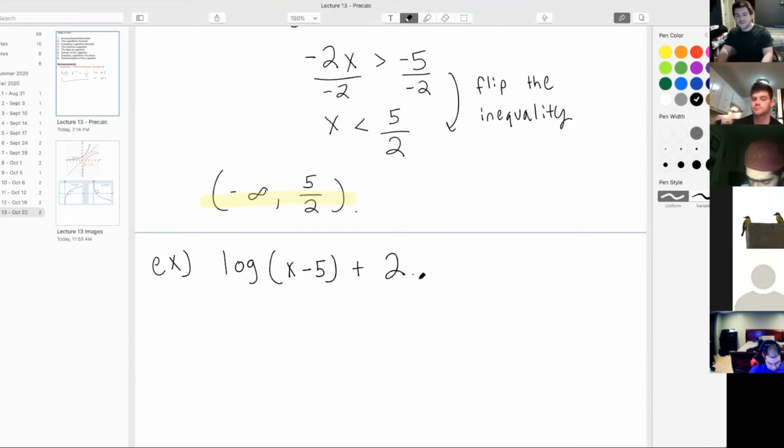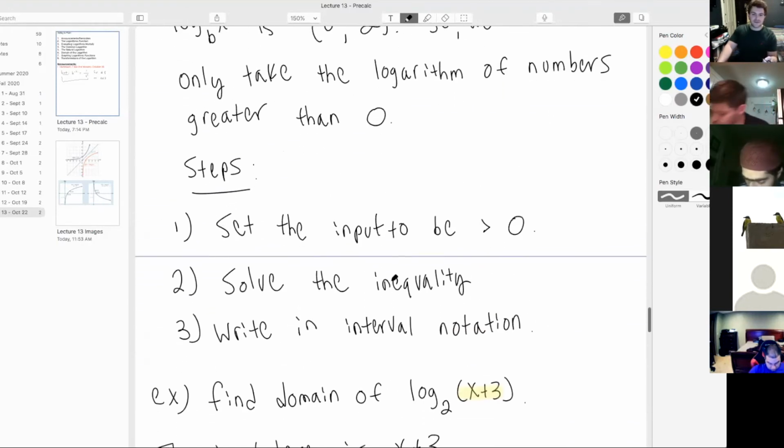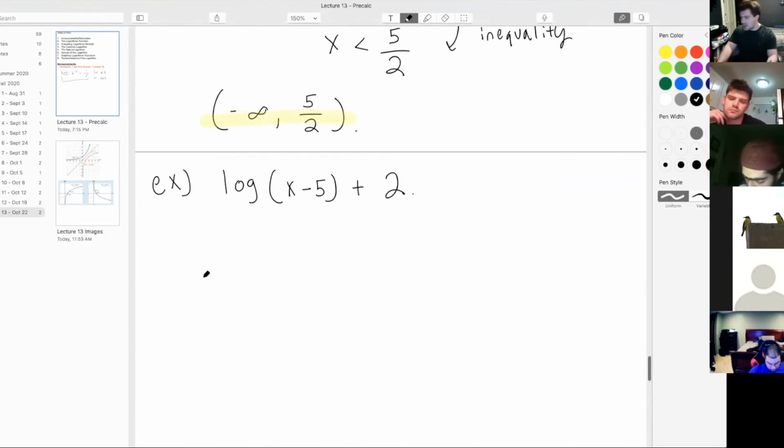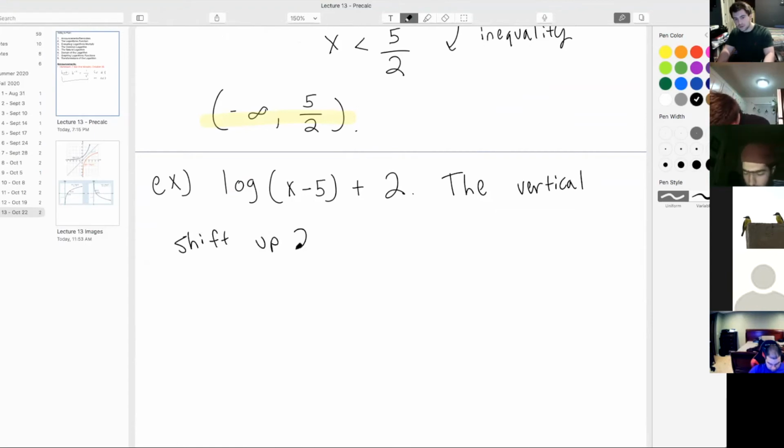Okay, so what's different about this example? We have this plus 2. Anywhere in the steps, does it say to care about any transformations? No, it doesn't matter. So the vertical shift doesn't change anything. I just want to note that. The vertical shift up 2, which is the plus 2 on the outside of the log, doesn't change a thing, okay? You just care about the input of the logarithm. It doesn't change anything.